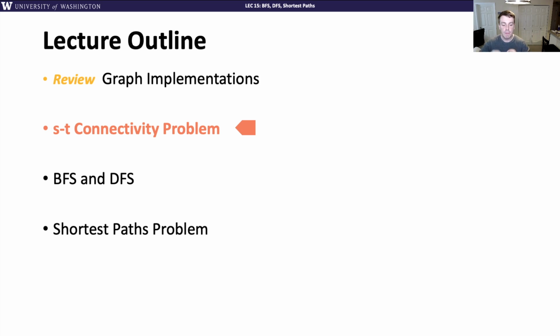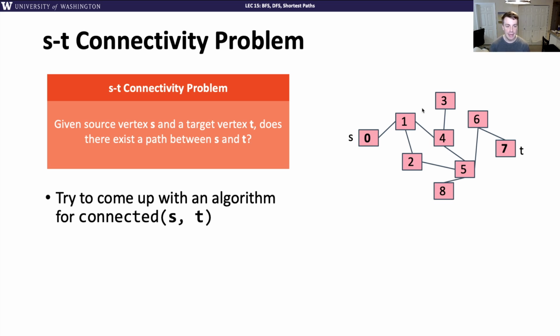So this first type of generic problem I want to introduce is called the ST connectivity problem. So what is this thing? The idea is you're given a source vertex S and a target vertex T. The question is, does there exist a path between S and T in the graph? And again, remember, this is abstract. This graph could represent anything. So we're just asking, are S and T connected?